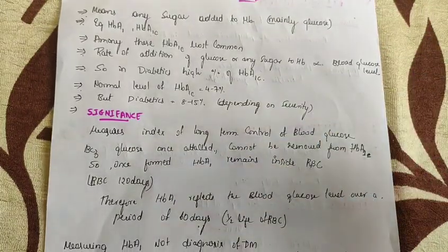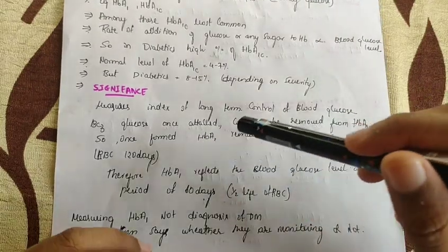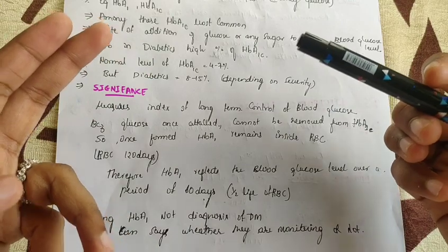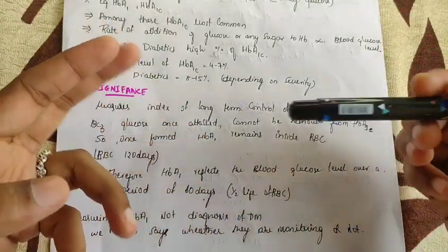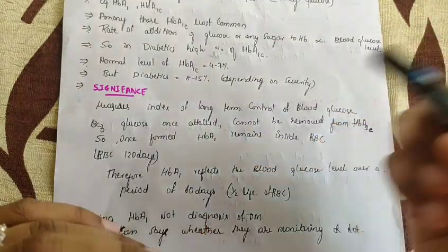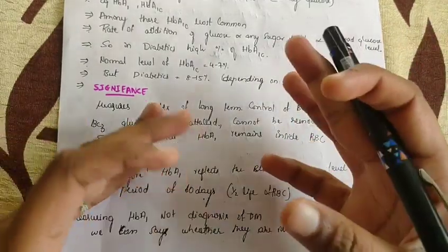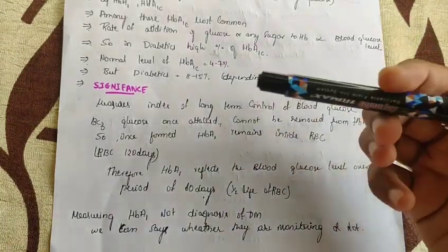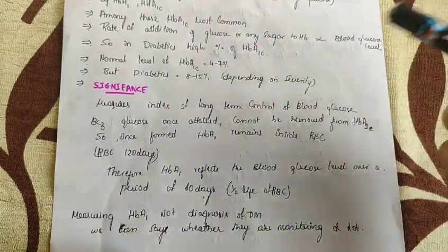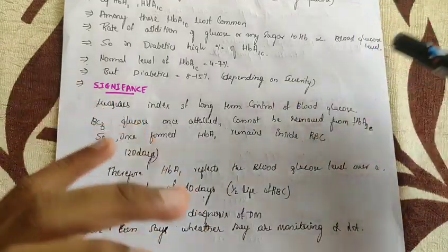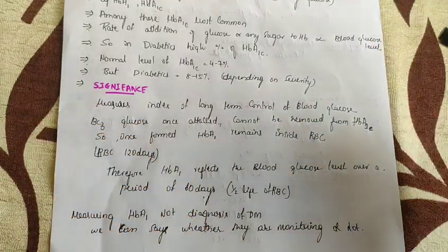And the significance of this is it measures the long-term control of the blood glucose level, because RBC has a lifespan of 120 days and its half-life will be 60 days. Once glucose has combined to hemoglobin, it never comes back from the hemoglobin. It never dissociates. It will be present inside the RBC only. So indirectly we can measure the blood glucose level over the past 60 days, which is the half-life of RBC.